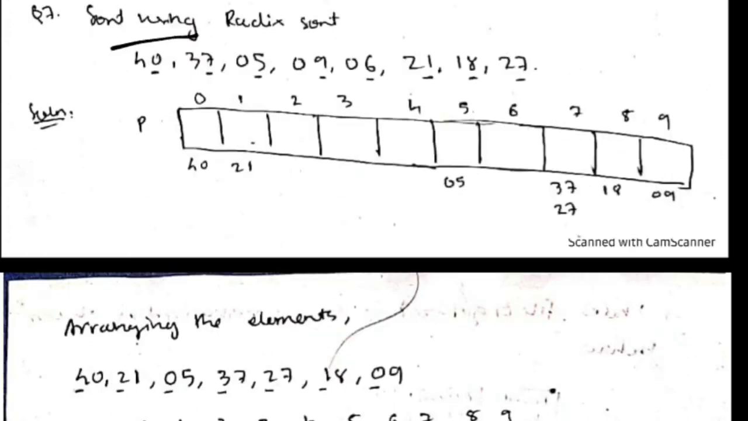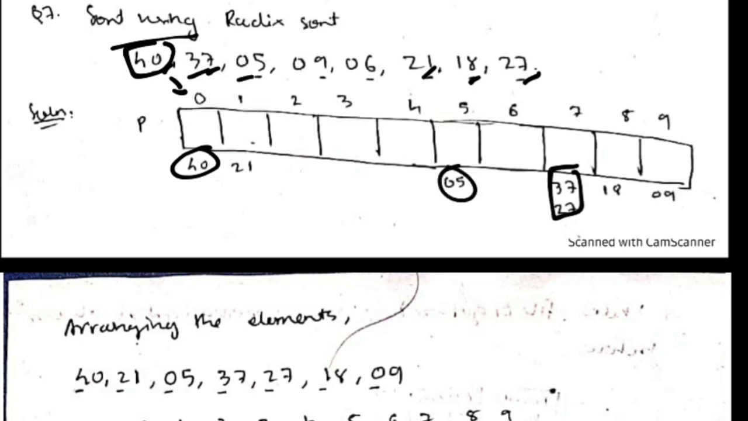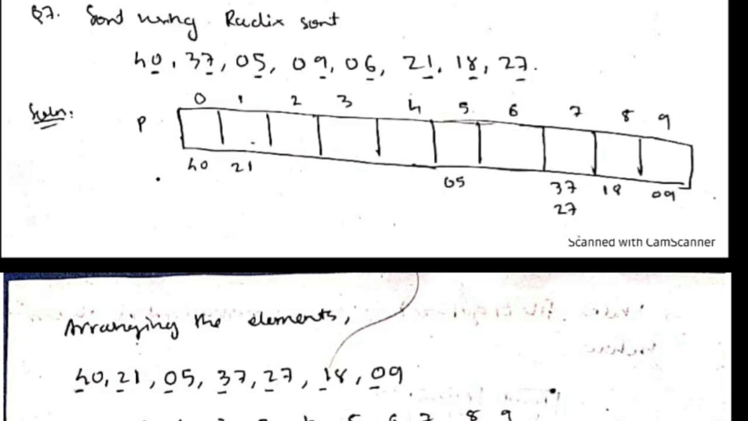You have to sort the following using radix sort. In radix sort first we will see the rightmost digit. So we will place the elements accordingly. First one is 40, so we will place the 40 in the 0th location. 37 is having the 7th location, and 05 will have the 5th location. In that way we will store all these elements in this order, and we will take the arrangement of the elements in this order: 40, 21, 05, 37, 27 and so on.